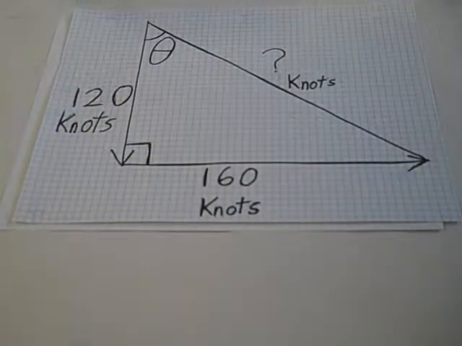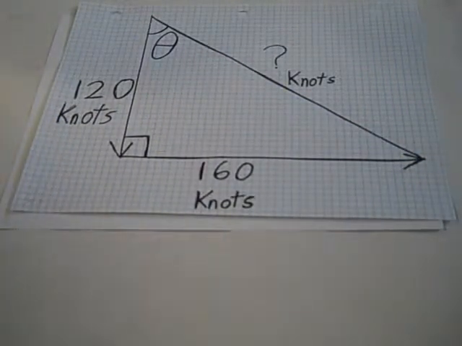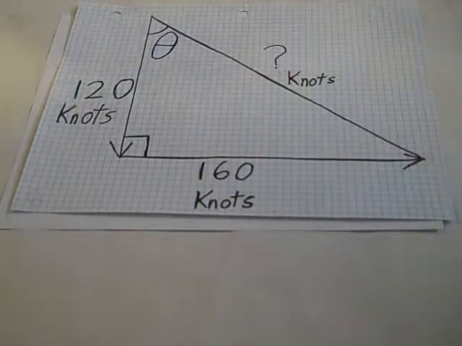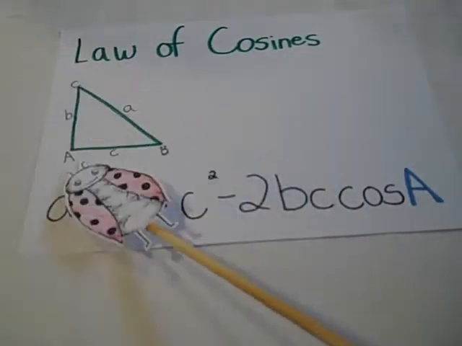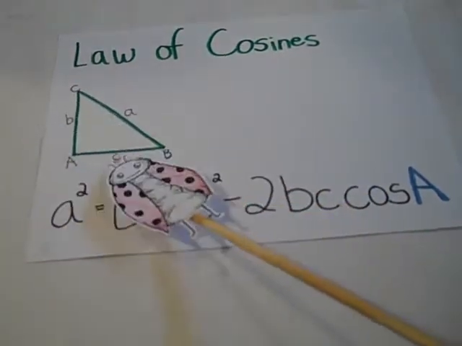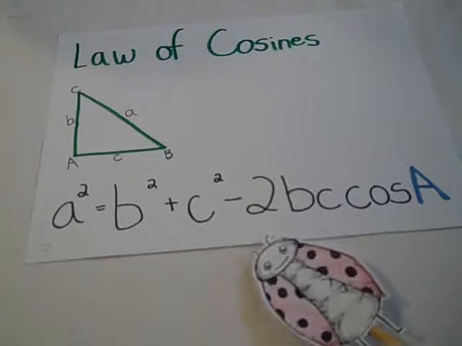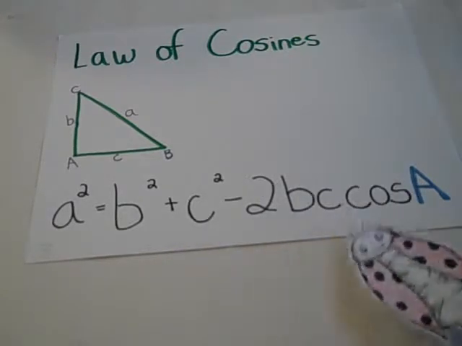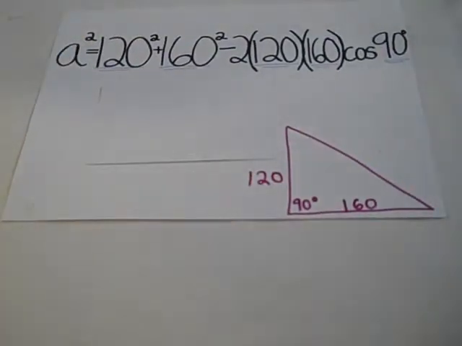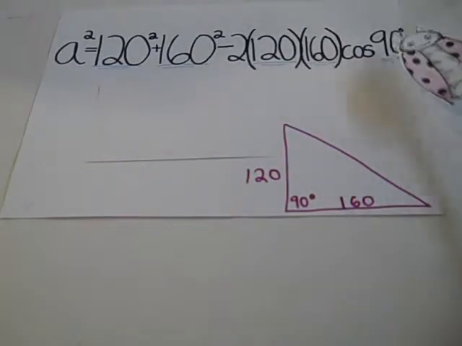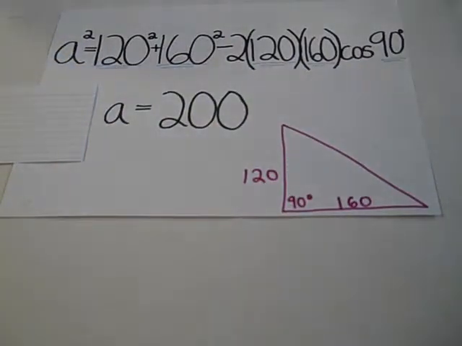We want to find Buggy's new speed and his new angle. Looks like a side-angle-side situation. To find his speed, that side length, we are going to use the law of cosines. For a triangle with angles A, B, and C, and side lengths a, b, and c, the formula is a squared equals b squared plus c squared minus 2 times b times c times cosine of angle A. As you can see, we placed in 120 for b, 160 for c, and 90 degrees for angle A. After solving this equation, we find out that Buggy's new speed is 200 knots.